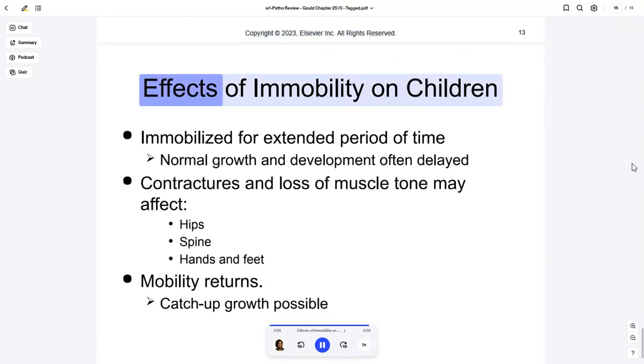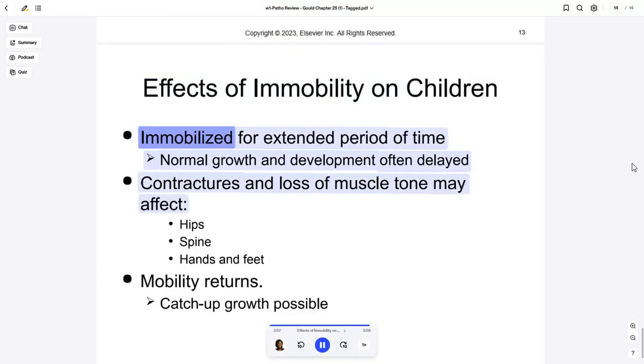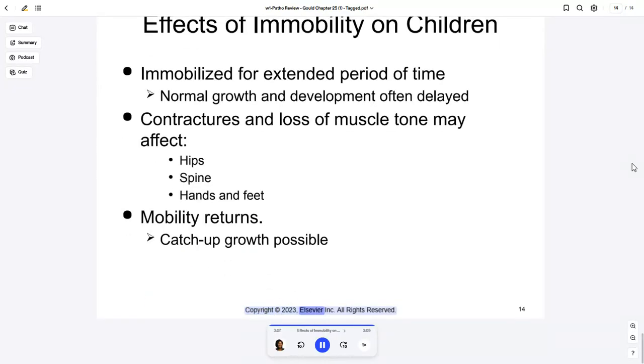13. Effects of immobility on children. When immobilized for an extended period of time, normal growth and development are often delayed. Contractures and loss of muscle tone may affect hips, spine, hands, and feet. When mobility returns, catch-up growth is possible. Copyright 2023, Elsevier Inc., all rights reserved.